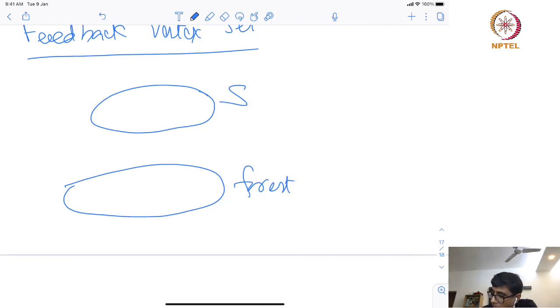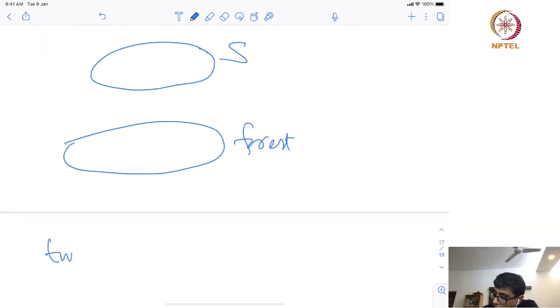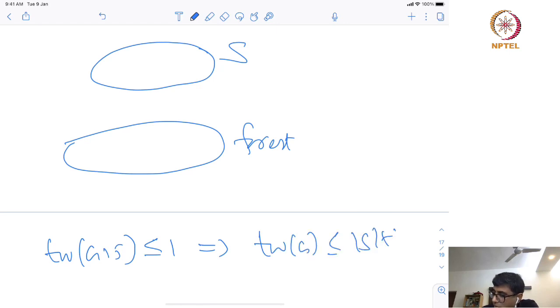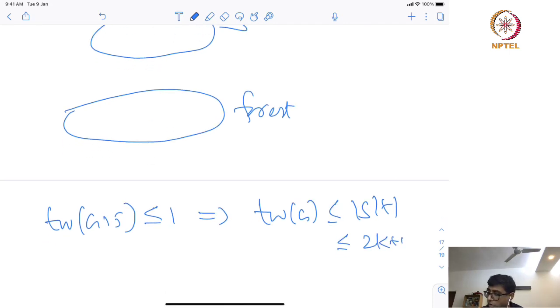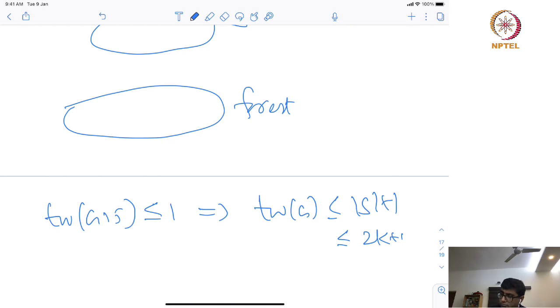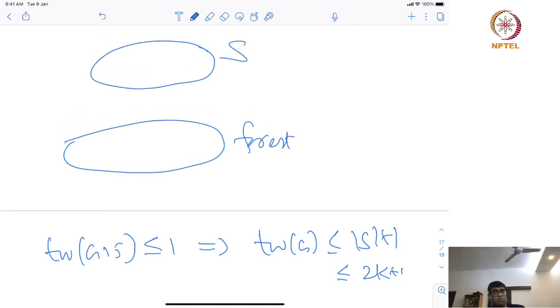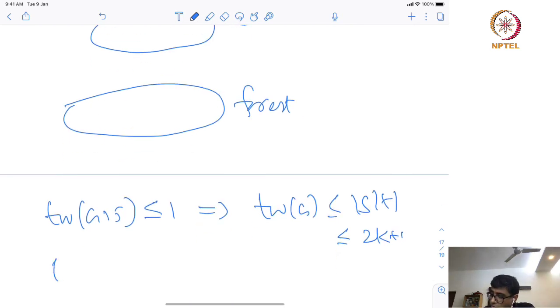So, we know that the tree width of G minus S is at most 1, which implies tree width of G is at most |S| plus 1. So if you are able to bound S by 2k, you are able to come up with 2k plus 1, or if you apply this iterative compression idea, then you are able to show that tree width of G is at most k plus 1 or something.